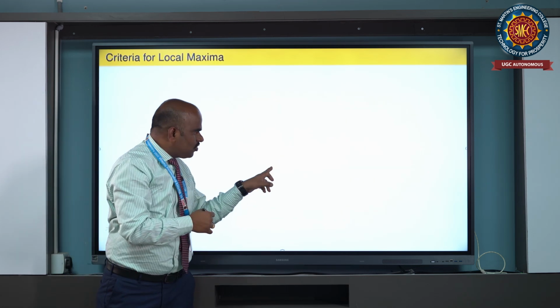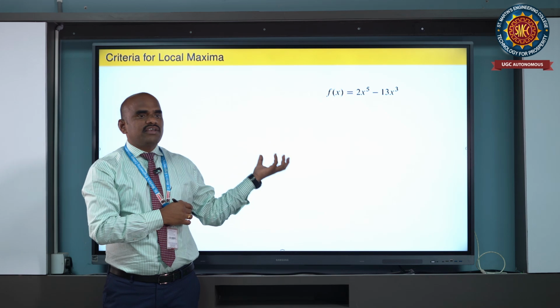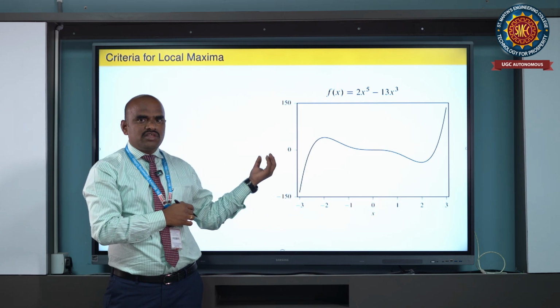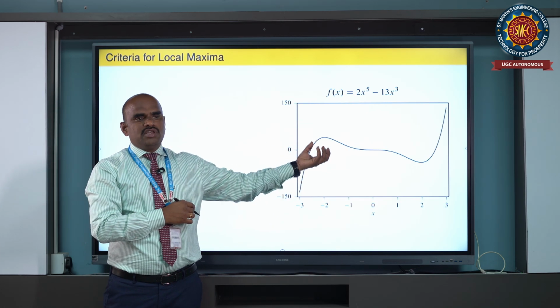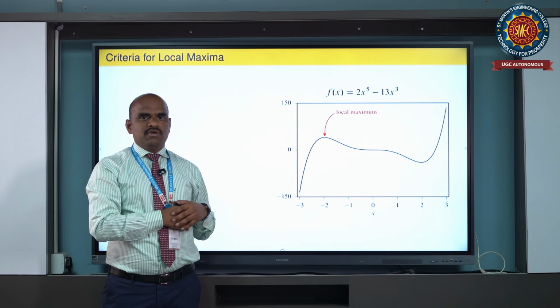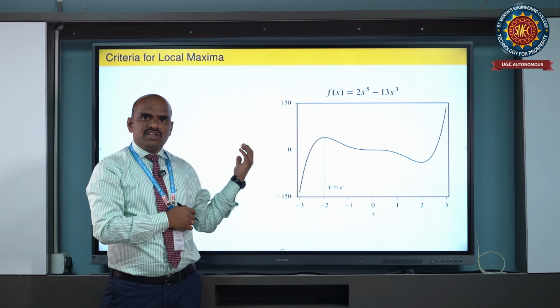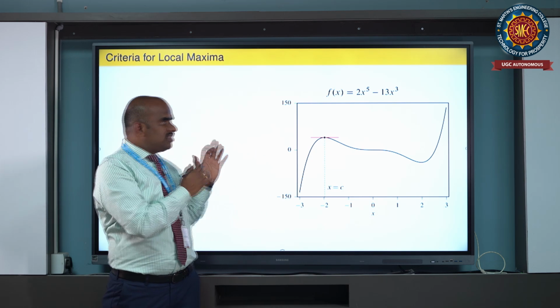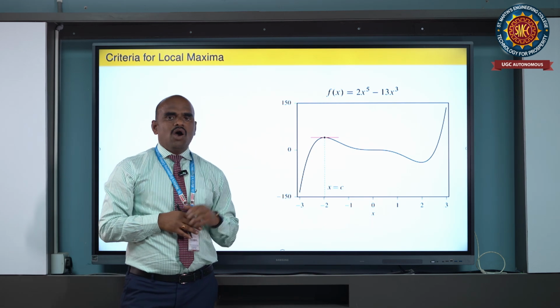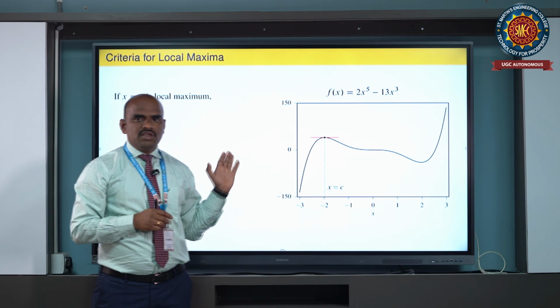In the same way, at x equal to 2, the function has a maximum. So x equal to 2 is called the local maximum, x equal to 3 is the global maximum, x equal to minus 3 is the global minimum, and x equal to minus 2 is the local minimum. With this example I explained how to find the extrema.